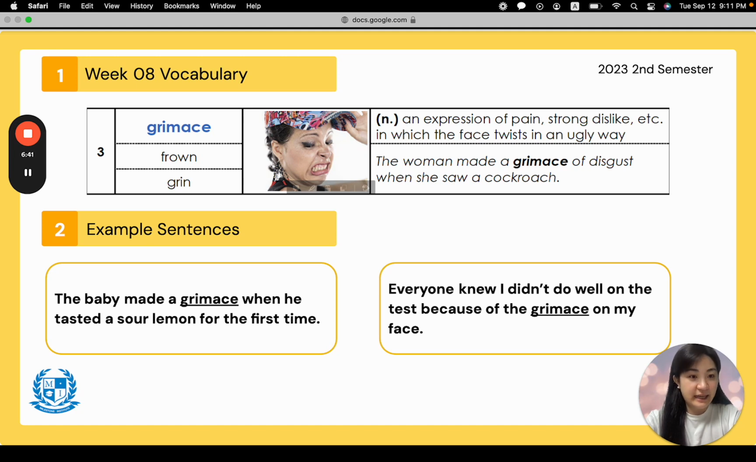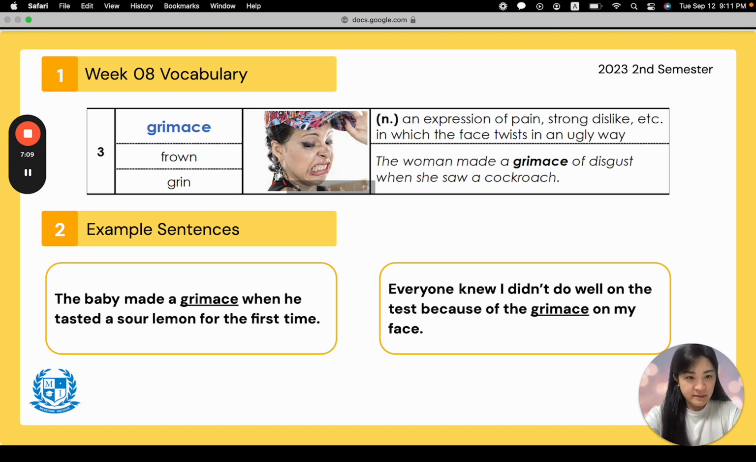And this is a noun, and it says an expression of pain, strong dislike, etc., meaning and so on and so forth, in which the face twists in an ugly way. So if you do a grimace, like, twisting. So here, the example sentence says, the woman made a grimace of disgust when she saw a cockroach.